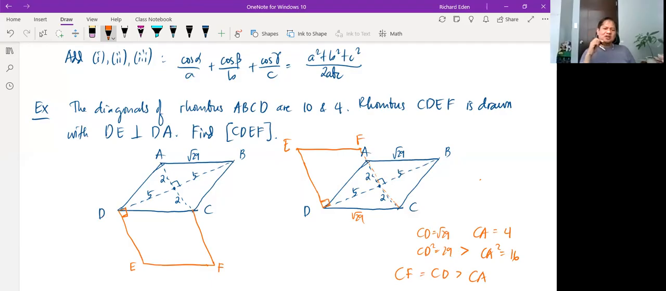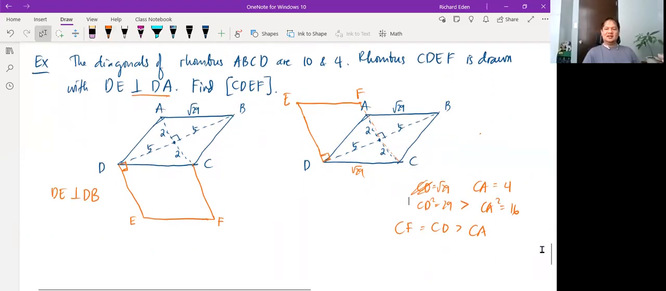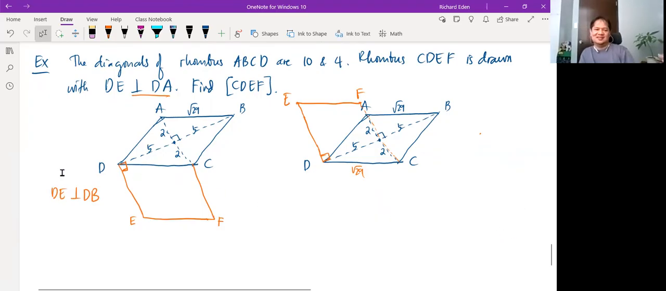Oh wait, hold on, sorry. No, I drew this incorrectly. I had DE in my drawing perpendicular to DB, but actually the perpendicularity is with DA, not DB. Sorry. Let's draw again.